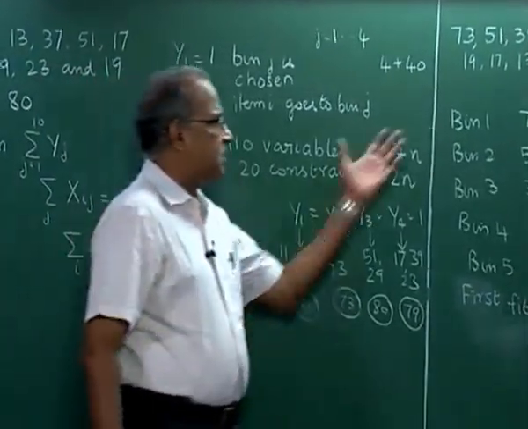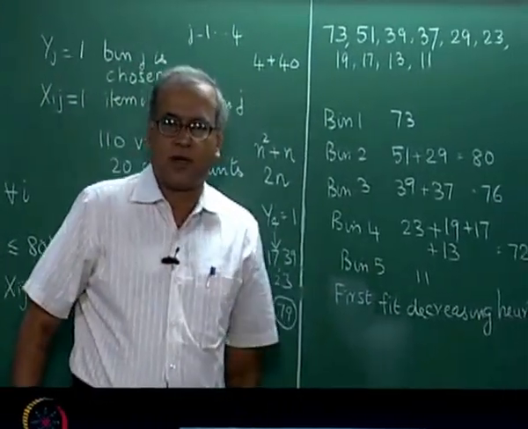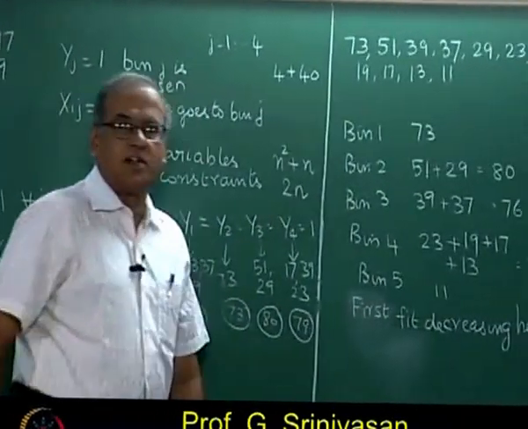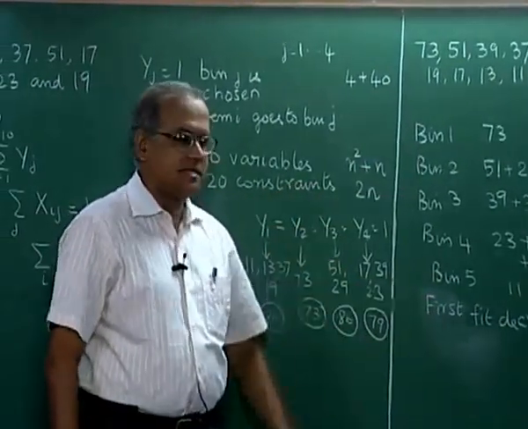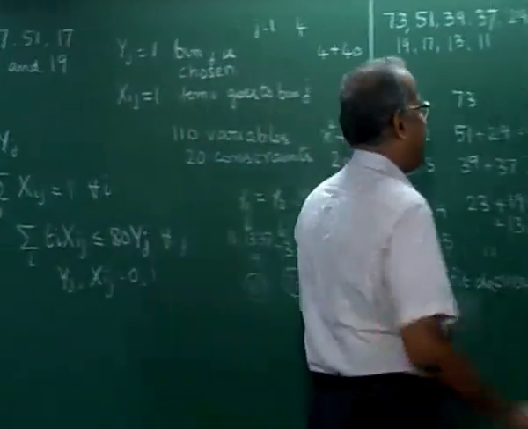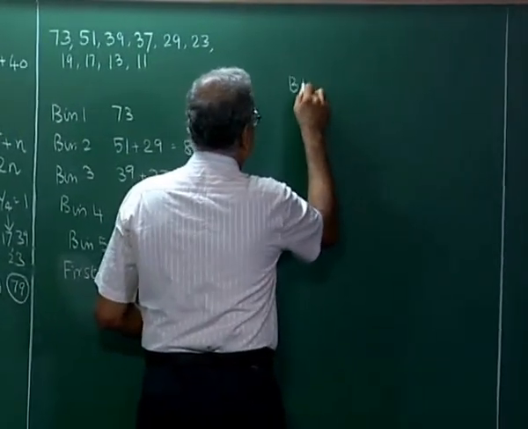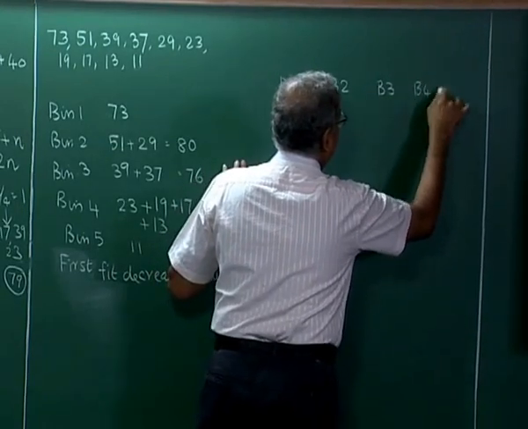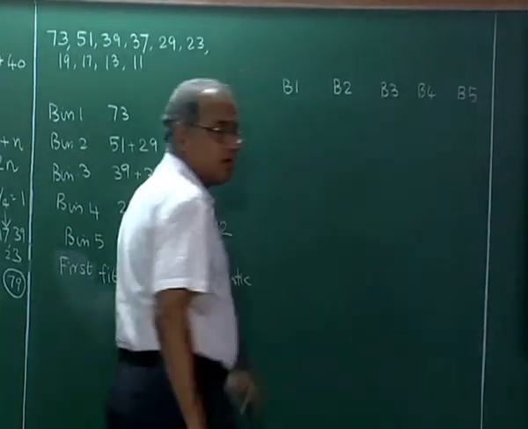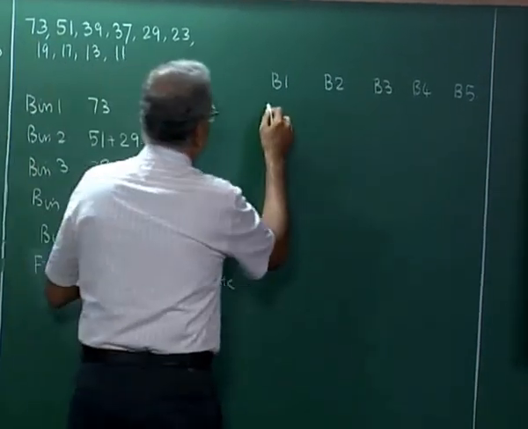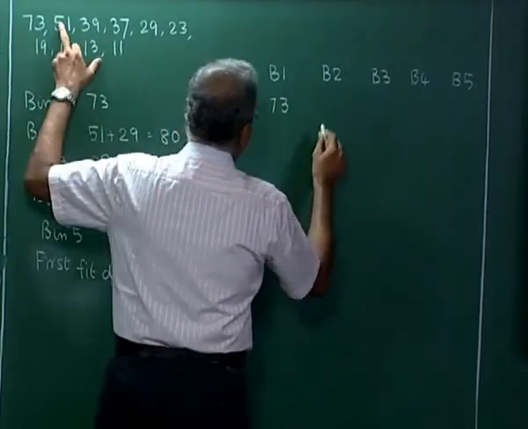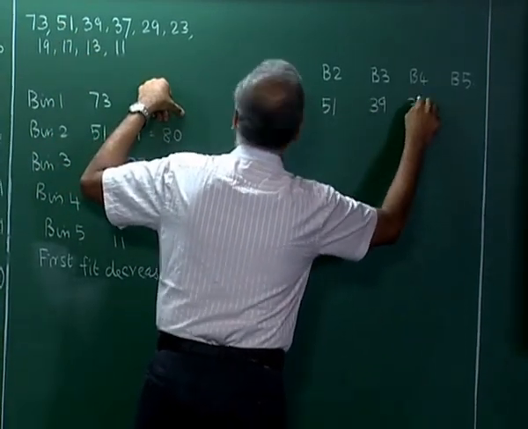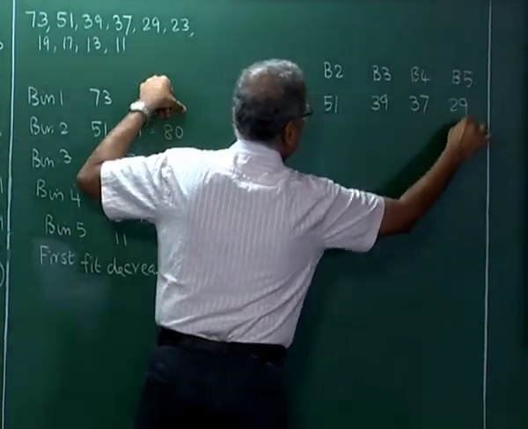We can do a few more things. We can actually relate this problem to a traditional machine scheduling problem. Now if we want a solution with a better load balance for 5 bins, we can try something else. We can now look at something like bin 1, bin 2, bin 3, bin 4 and bin 5. Now we will go back and put the 73 here. Now the next one will not go to this bin, we will put a 51, we will put a 39, we will put a 37 and then we will put a 29.